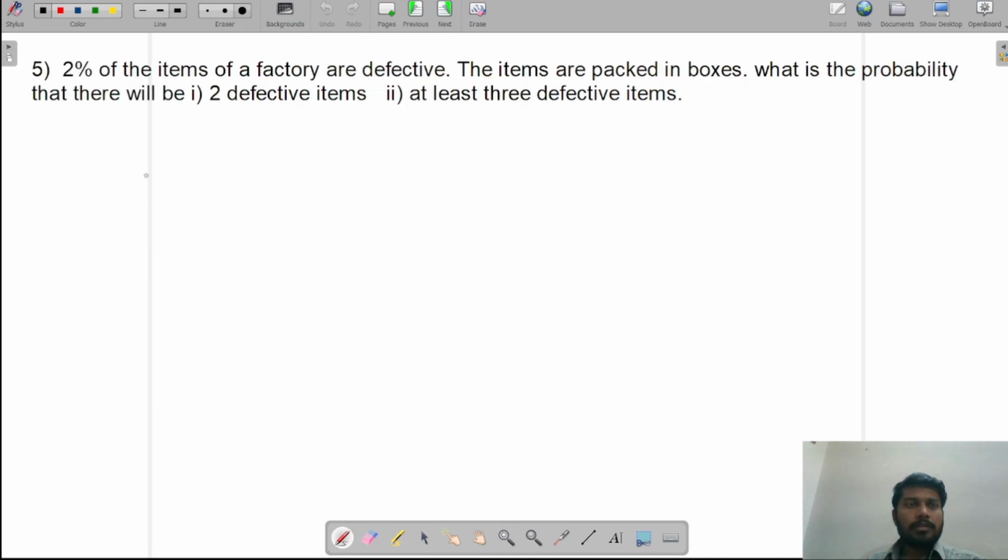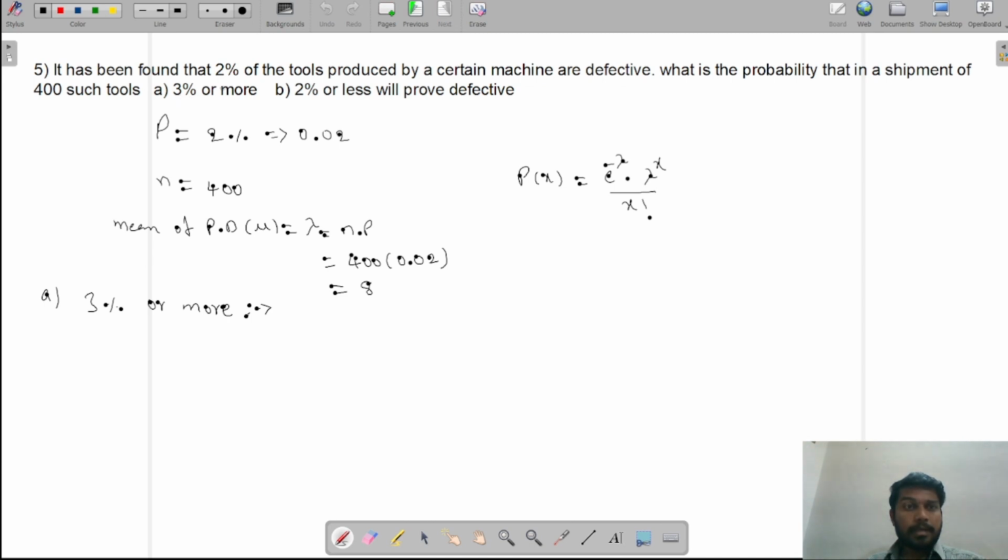Coming to the present question, 3% or more and next 2% or less will prove defective. So the difference between the previous sums and this sum is that there, whatever probability he wanted to find was given directly, at x equal to 2, x greater than or equal to 3, like that in the previous 4 sums. But here the value of x is mentioned in terms of percentage. So that is the conclusion, the difference between the previous sums and this sum.